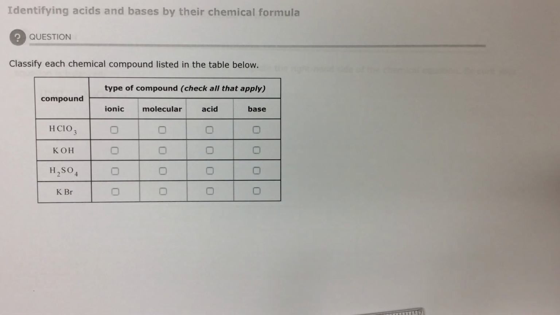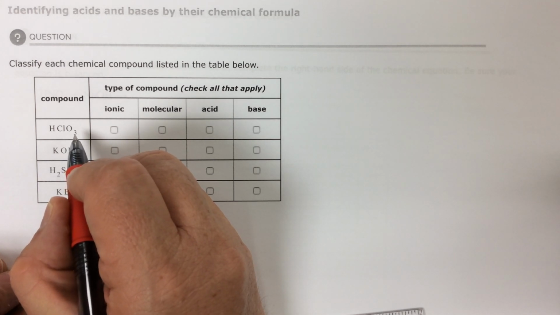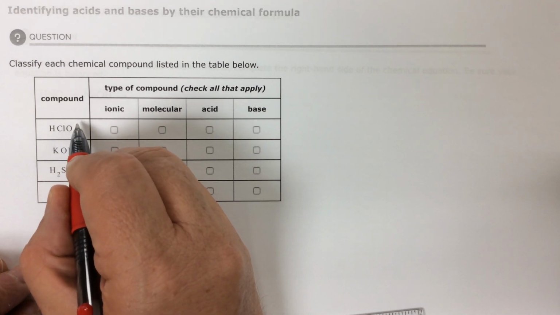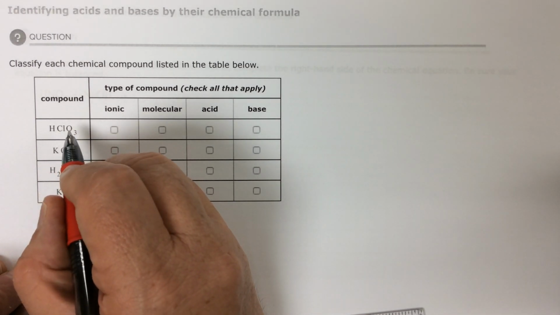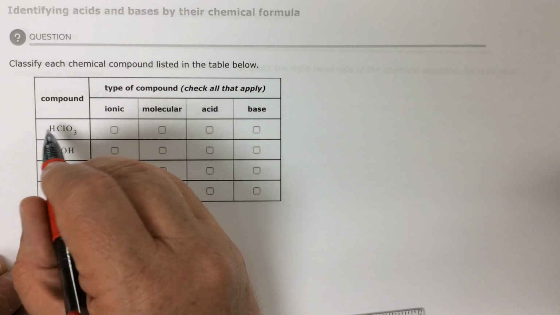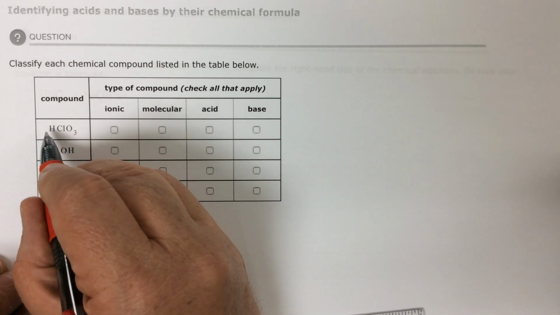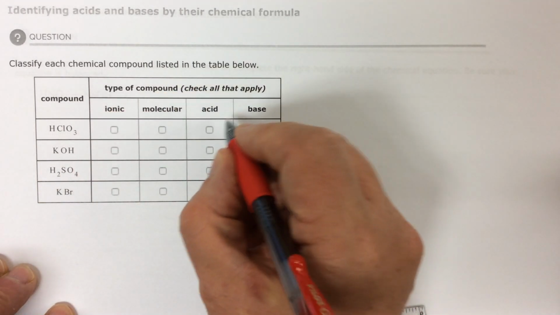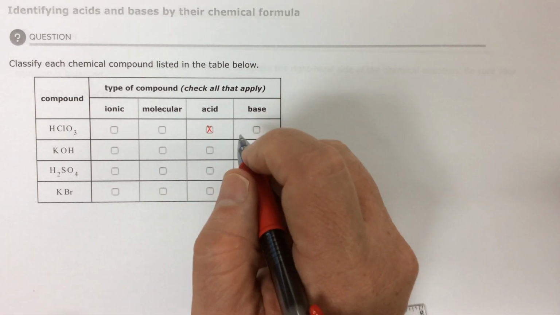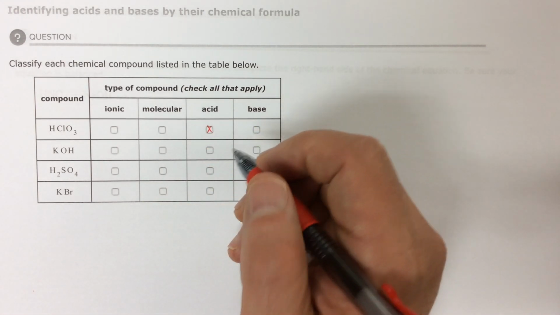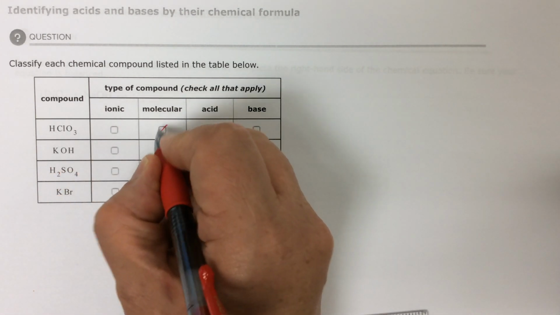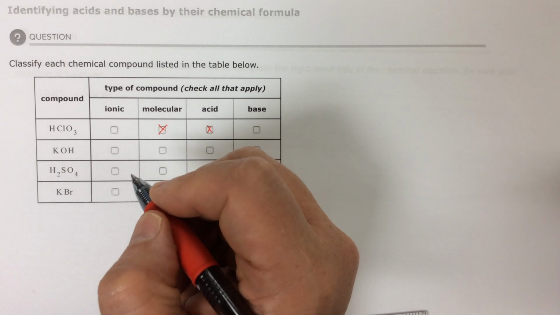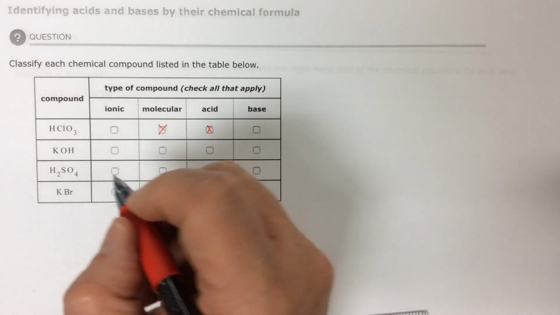So let's look at the first one. I've got HClO3, okay, HClO3, so this is chlorate, and I have an H. This is an acid, okay? And if you remember, ate goes to ic. This is chloric acid. So I've got an acid here. Is it ionic or molecular? Well, this is a nonmetal, this is a nonmetal, this is a nonmetal, so these are all molecular bonds.